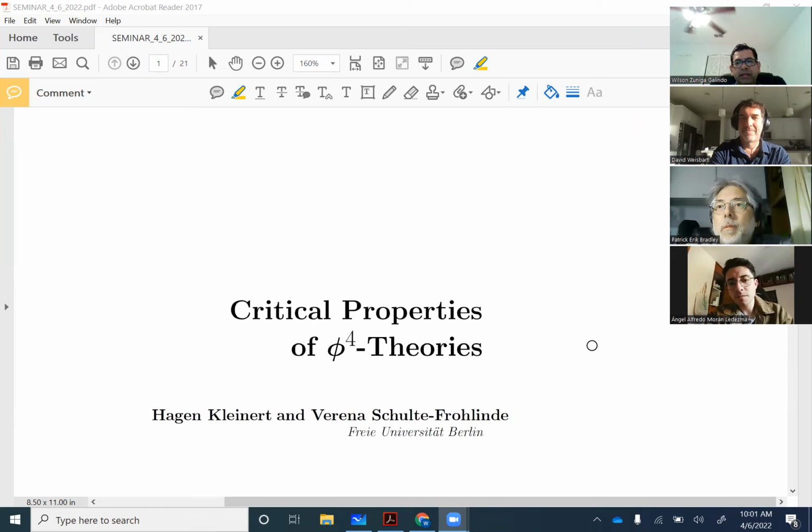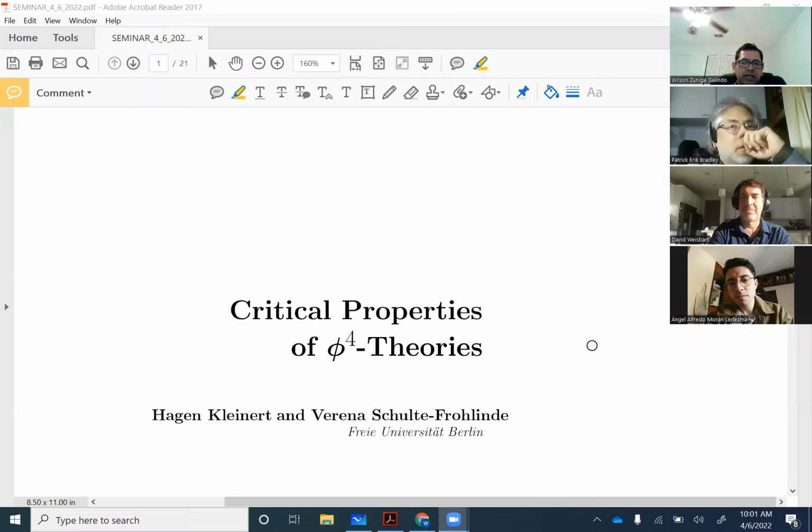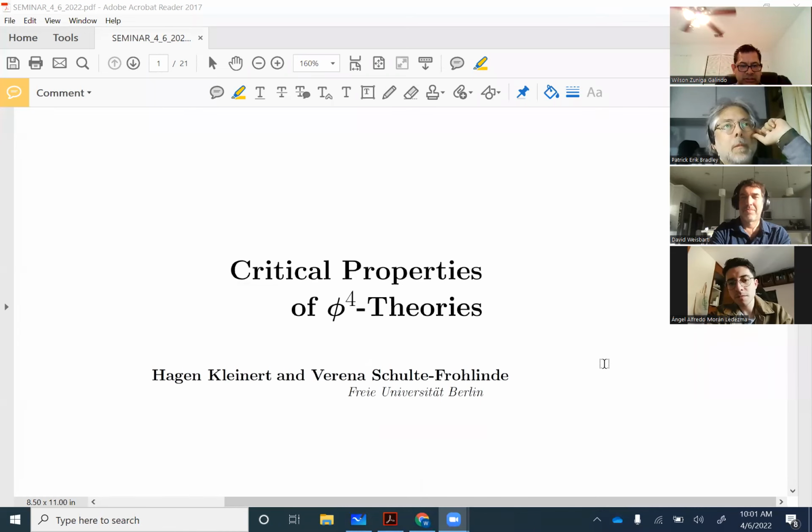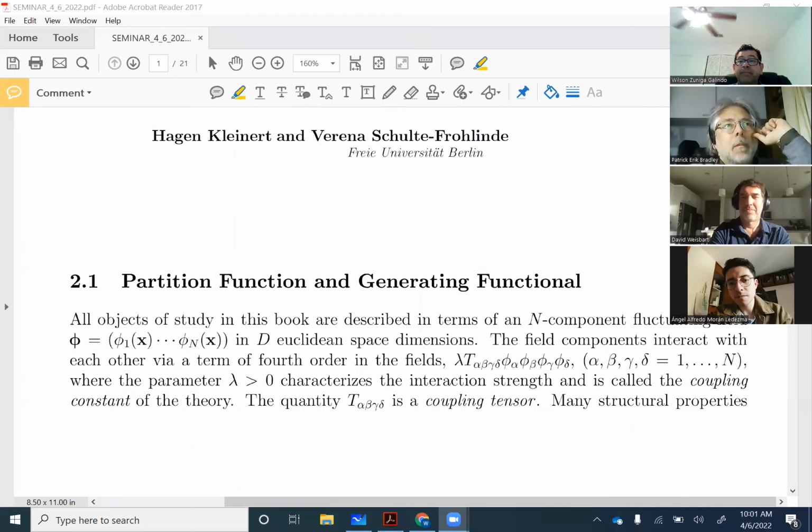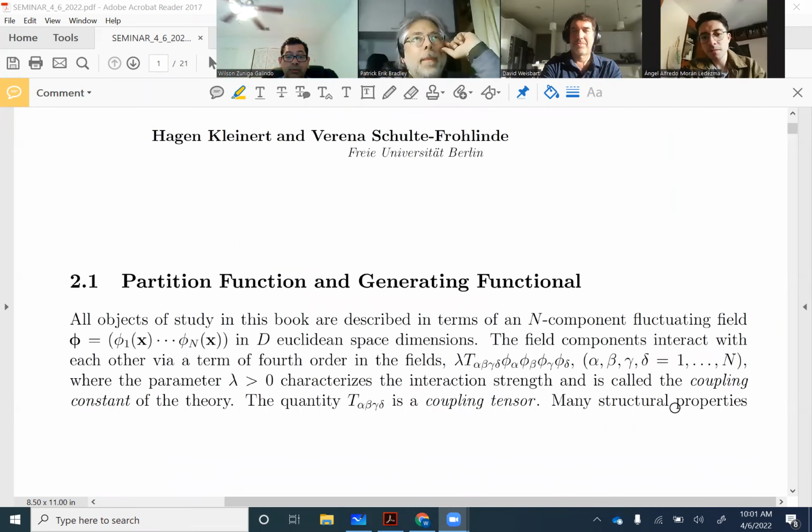I want to begin by presenting some ideas about Euclidean field theories, particularly φ⁴ theories. I really like this reference, "Critical properties of φ⁴ theories". These are the authors. Now I want to present some ideas about these theories.